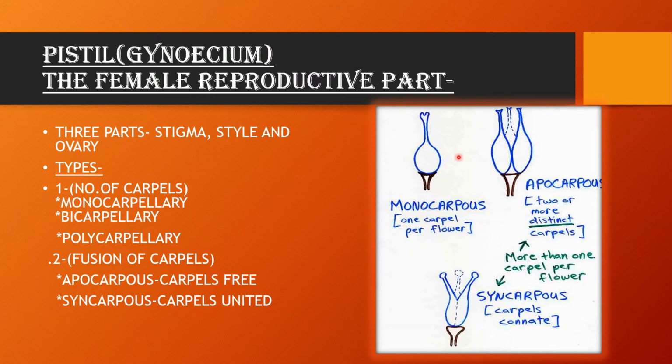So the basic function of the ovary is that ovules are placed inside the ovary. These ovules are found inside the ovary, and the number of ovules decides the number of seeds per flower. So now we'll see how ovules are placed inside.